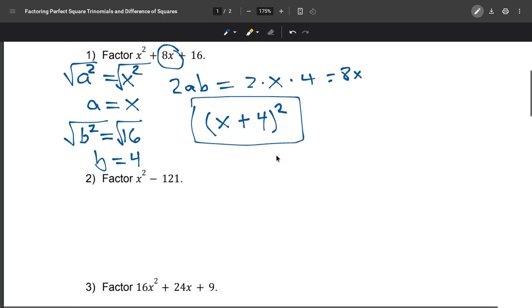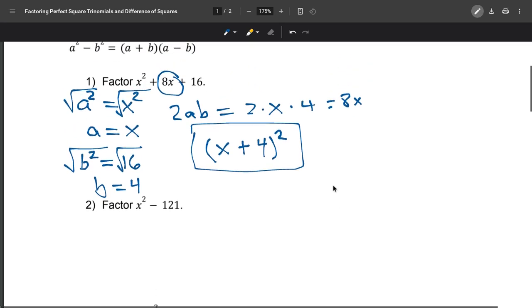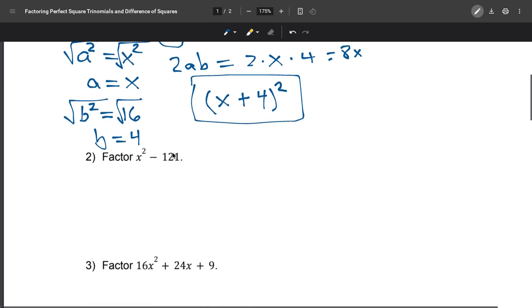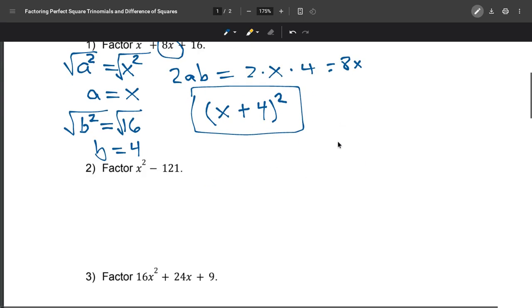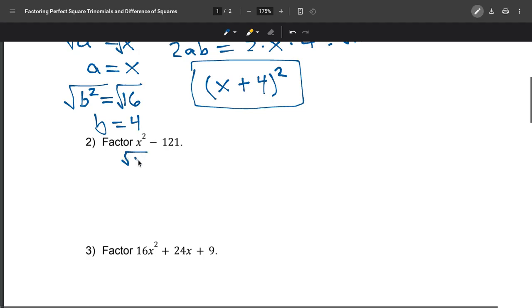Okay, now this next one, x squared minus 121. Both x squared and 121 are perfect squares, so it fits the difference of squares pattern: a squared minus b squared equals a plus b times a minus b. So we're going to take the square root of x squared, which equals x. And if we take the square root of 121, that equals 11. So this factors into x plus 11 times x minus 11.